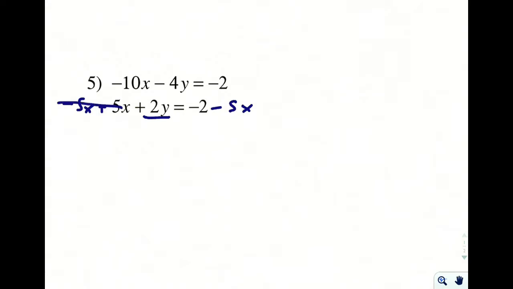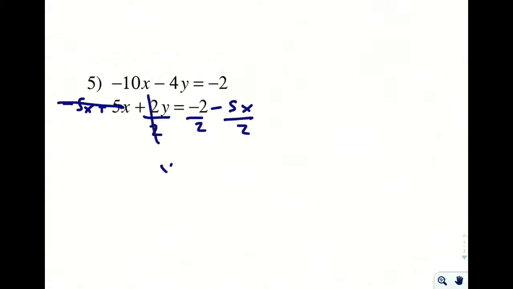And when I do that, those cancel out. Now I need to divide everything by 2. And remember, when you're dividing both sides, you divide every single term. So anytime there's an addition or subtraction sign between things, that is an opportunity to separate terms. So you need to divide all 3 of those things.